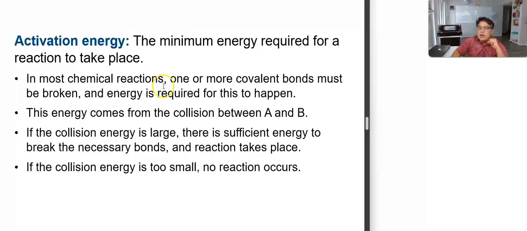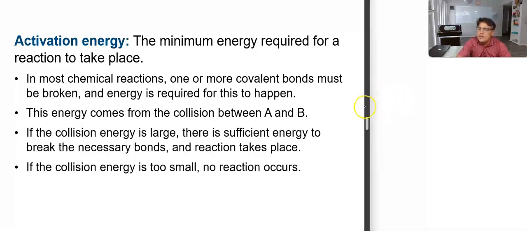In most chemical reactions, one or more covalent bonds must be broken. A chemical reaction means either bonds are broken or bonds are formed. The reactants break bonds, and in the product new covalent bonds are formed. However, there are other reactions, like the cis-trans isomer, for example, going from one structure to another with no bond breaking or forming, only a structural change. That is also a chemical reaction. But generally, in most chemical reactions you are breaking bonds.